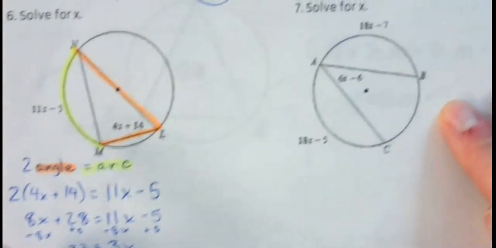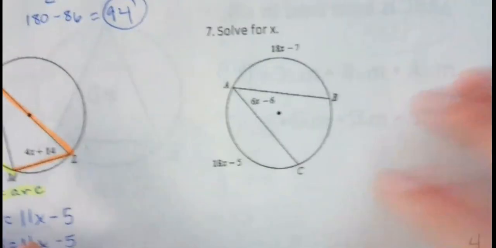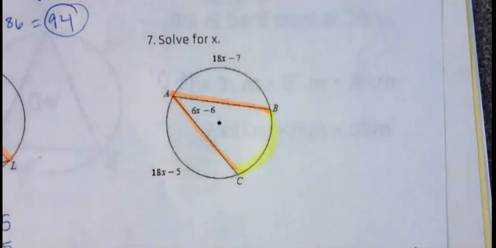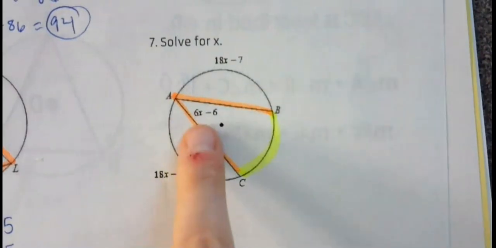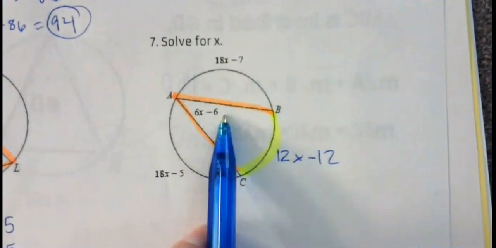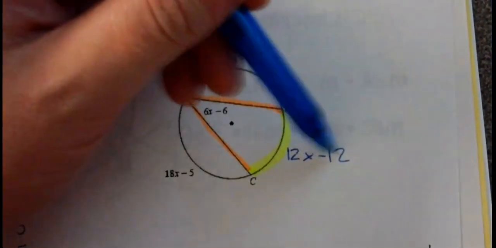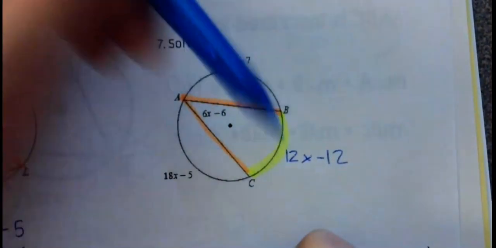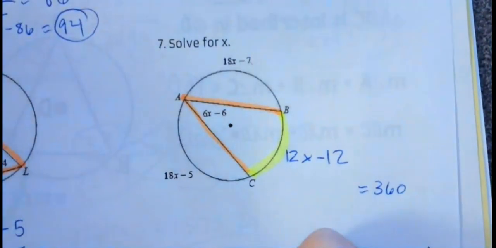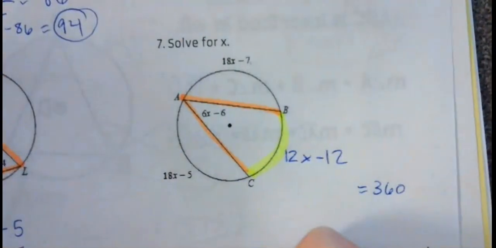All right, let's look at this one. Looking at this problem, there's multiple ways to solve it. I think the easiest way is to just take this and multiply it by 2 and make it 12x minus 12. Make sure you distribute and both of the things get multiplied by 2. So once you have 12x minus 12 there, you have all the arcs. All of the arcs equal 360 degrees. So you can just add them all together.